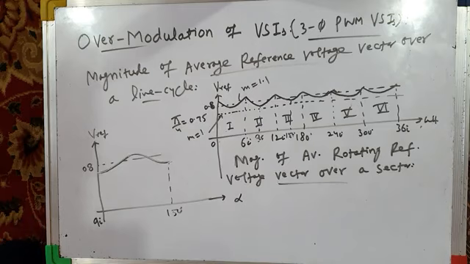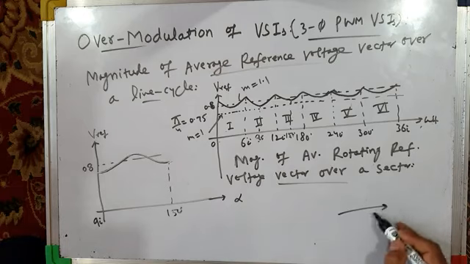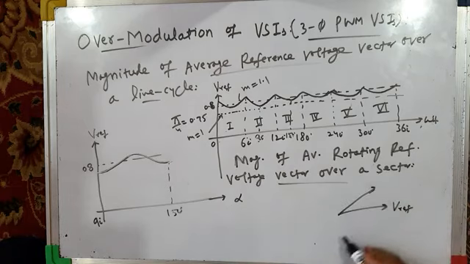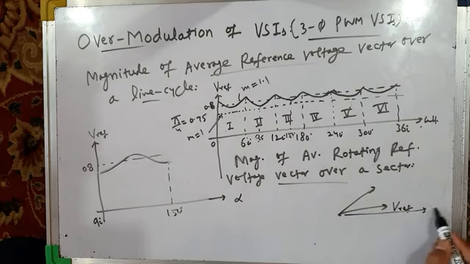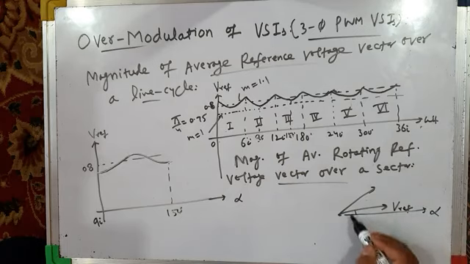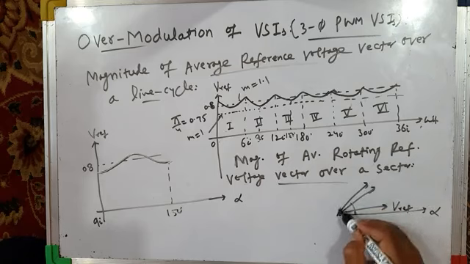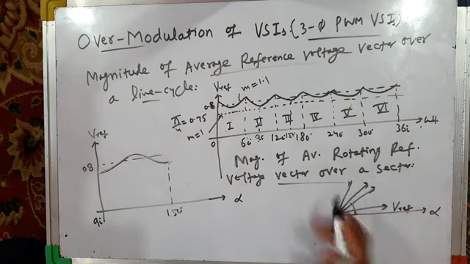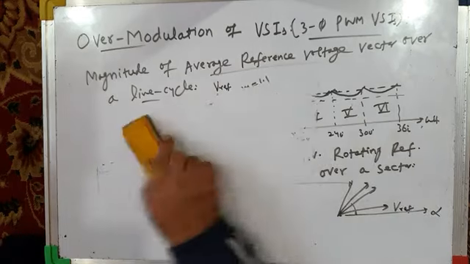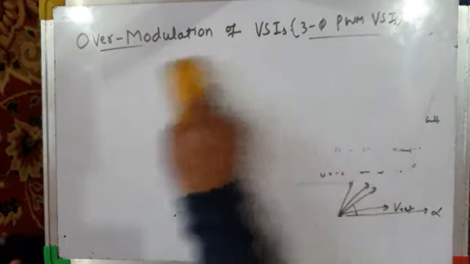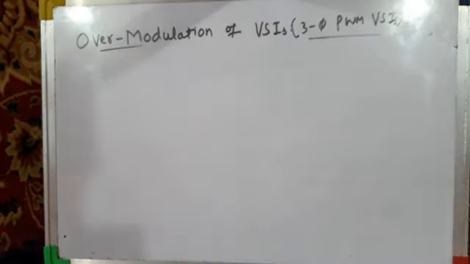Okay. Now, what about the angle? What about the variation of the angle of the average vector? Sometimes the average reference vector is here, sometimes it is here. With respect to alpha, this is the angle, then this is the angle, sometimes it is here. As it moves from one place to another, the angle increases. Let us see the variation of the angle of the rotating reference vector over one sector.